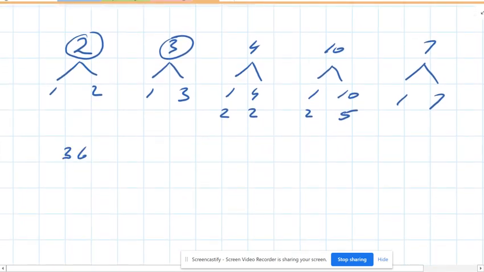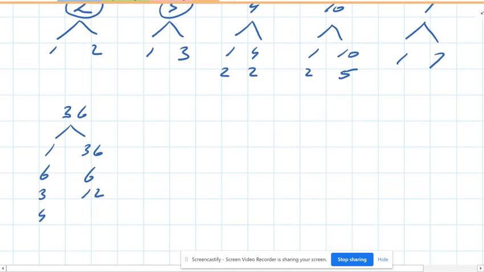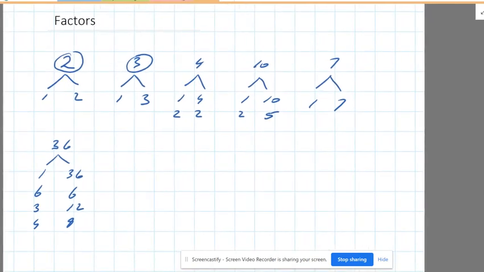Take a number like 36. You could have 1 by 36. You could have 6 by 6. You could have 3 by 12. You could have 4 by 9. Now, the numbers are fine. As we can see, it's easy to get factors of numbers like that.